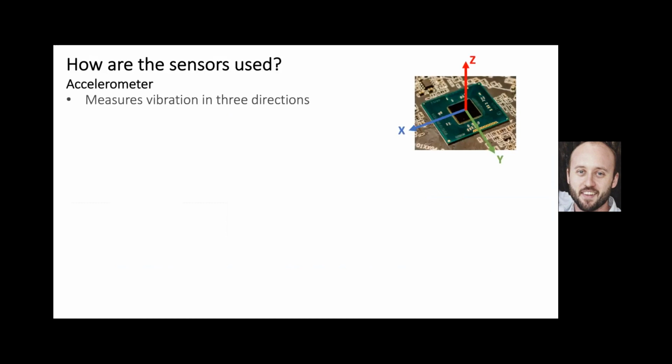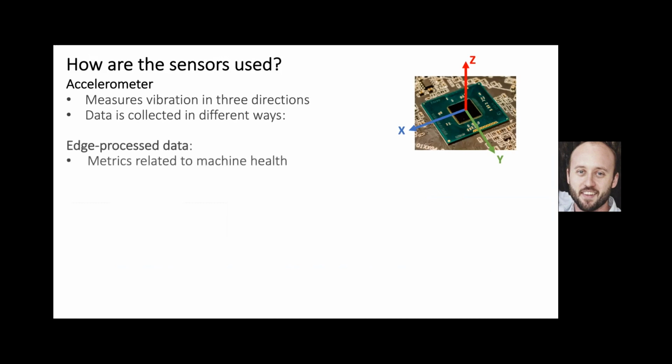When we're looking at the accelerometer, which we're going to do a deep dive in later, the data is collected in many different ways and it can be processed in many different ways. But basically what we're doing is we're looking at machine motion at various frequencies and collecting that vibration data and then processing it to try to relate that vibration behavior to system health. So when we process the data on the device itself, we're looking at calculating metrics that are related to machine health.